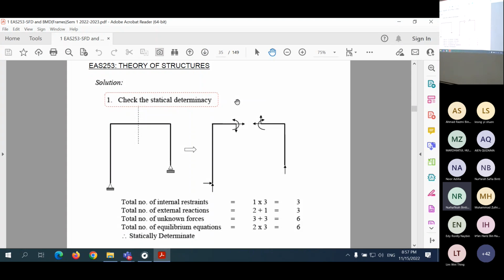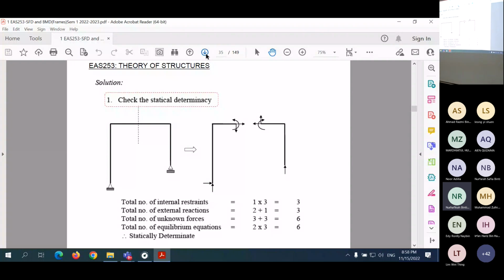So checking of statical determinacy. These are the ways we check. You can cut. Then how many internal forces? 1, 2, 3. How many reaction forces? There are 3. So unknown forces, there are 6. Equilibrium equations, there are 2 parts, 2 multiplied by 3, you get 6. So this is statically determinate.